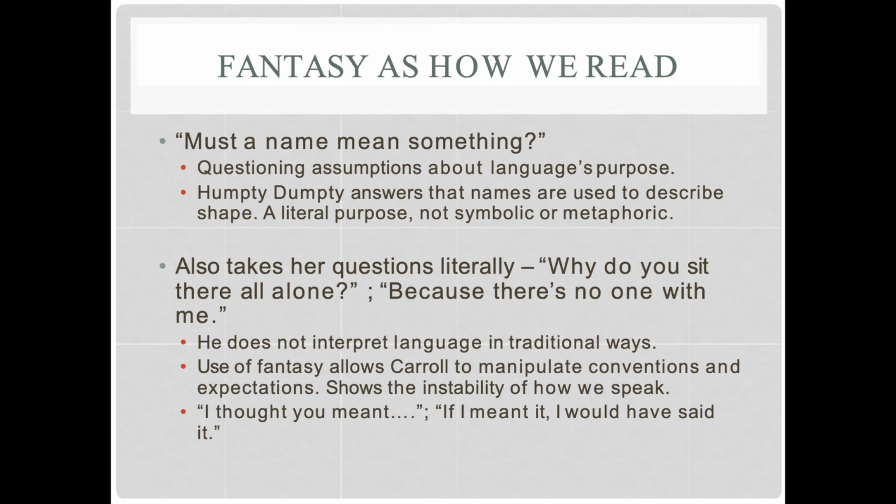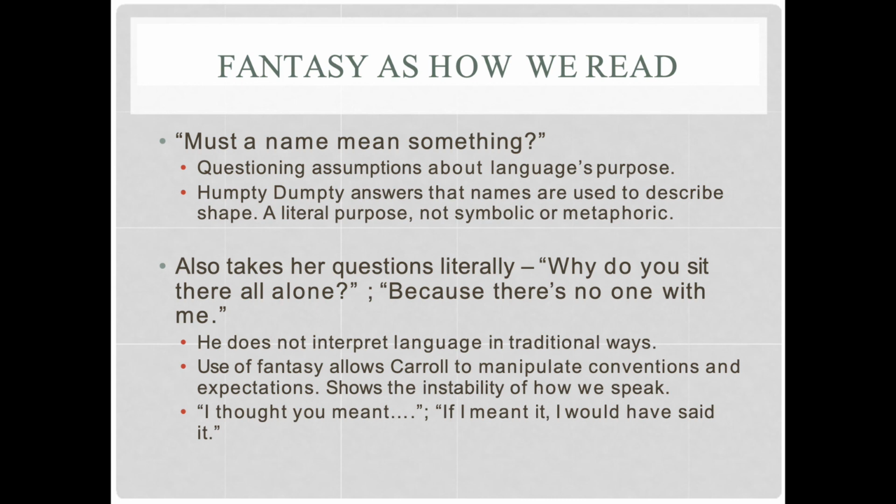There are a lot of things going on in this chapter like that, just these throwaway allusions to rhymes and riddles and their place in conversation and culture. But I want to draw your attention to just a couple of points here. First of all, Humpty Dumpty asks Alice what her name is, and she responds, and he's like, oh, that's a weird name. And they have this conversation about, does a name have to mean something? And really what's at the bottom of this is questioning assumptions about language's purpose. So does a name have to mean something?